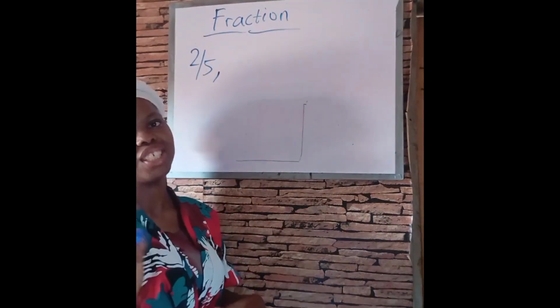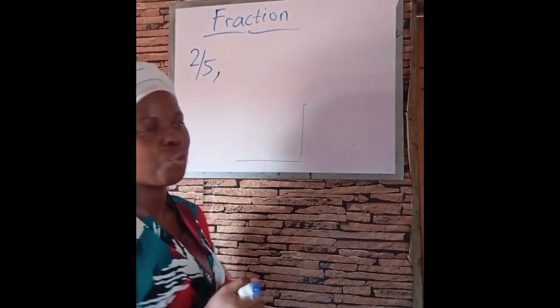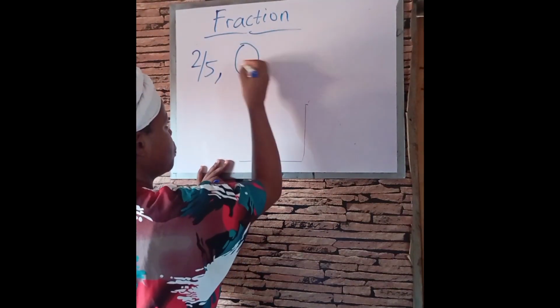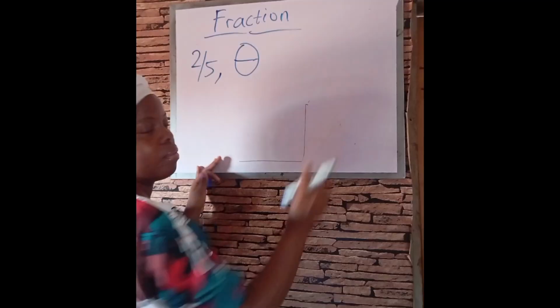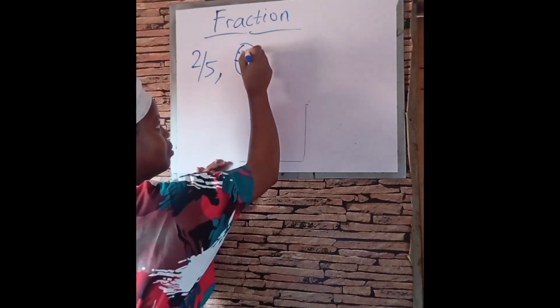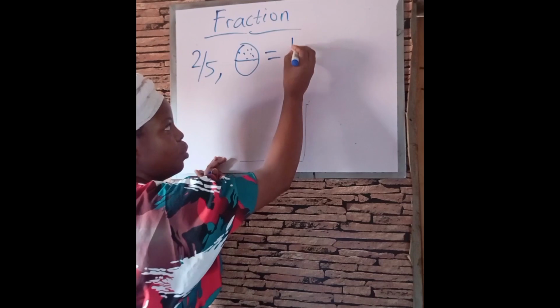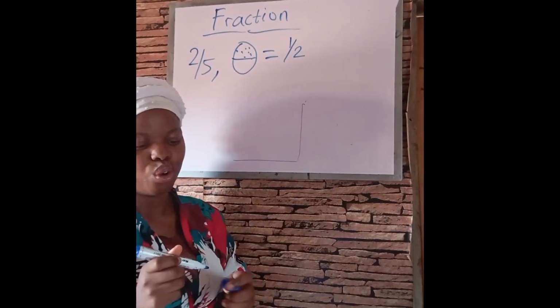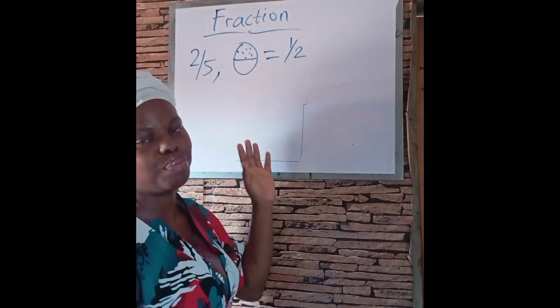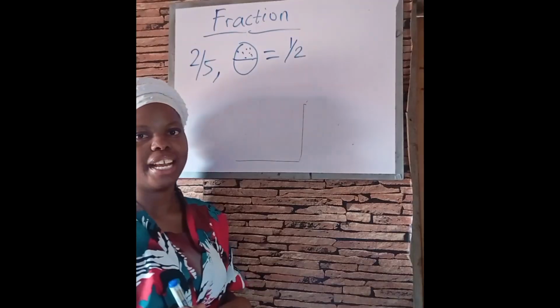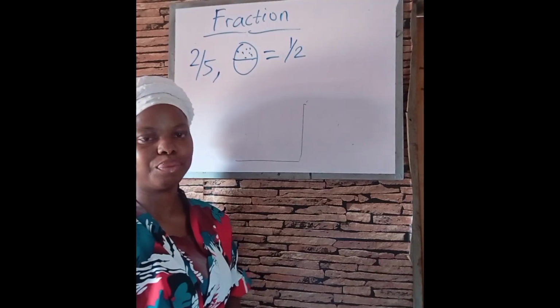Another example: you are asked to divide an orange into 2 equal parts. Then you pick 1. That one that you pick is what we call 1/2, also called half. So that's basically what a fraction looks like. It's as simple as that.